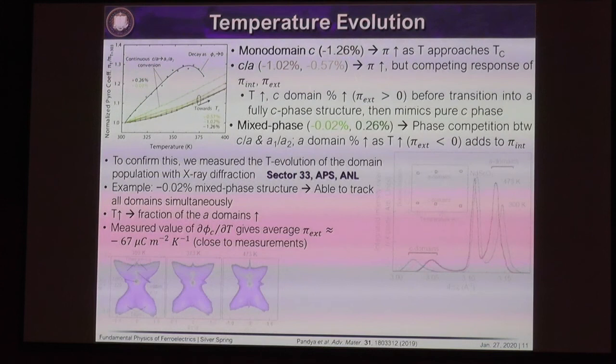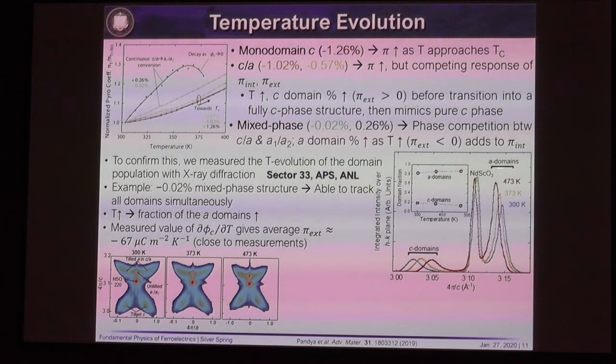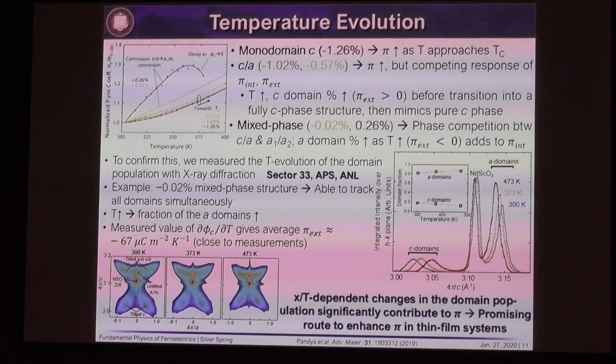All right, so what you can see here is that you get a temperature-dependent evolution of the A domain peak intensity in this system. And if you do this appropriately, you can quantify this, and from the X-ray measurements make an expectation for your domain fraction change, which almost matches, within about 10%, what we measured experimentally using our direct measurements as well. So, using strain and temperature, we can change how these domain structures evolve in the system, and these can significantly contribute to the pyroelectric coefficient in these materials. And this could be a very nice, promising route to change the pyroelectric response.